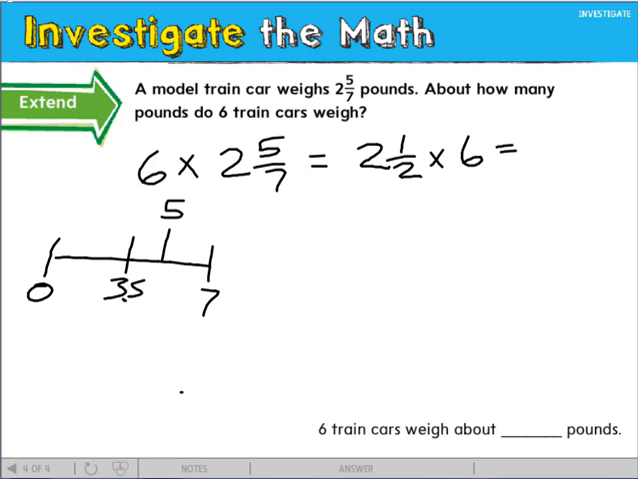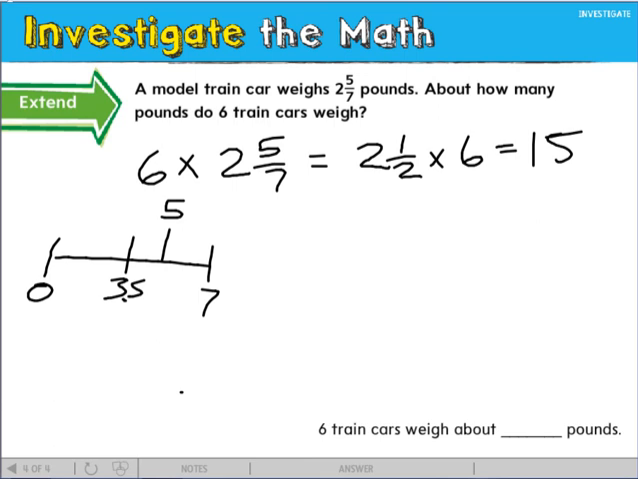And you can tell me, Mr. Bedwell, this is an easy problem, because 6 times 2 is what? 12. What's half of 6? 3. What's 12 and 3? 15. 12 plus 3 is 15. So this is 15. So you can say, Mr. Bedwell, those numbers are easy to work with.